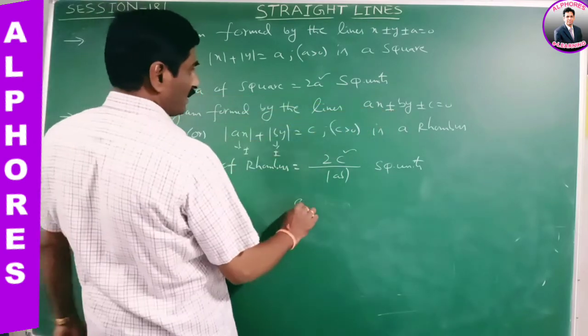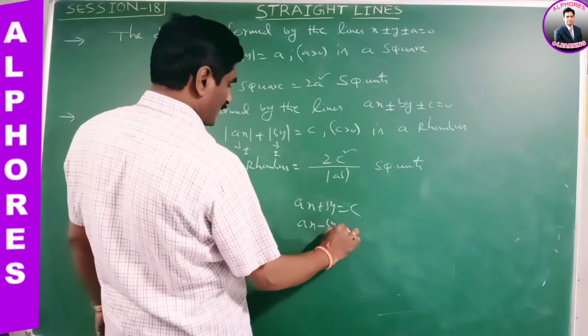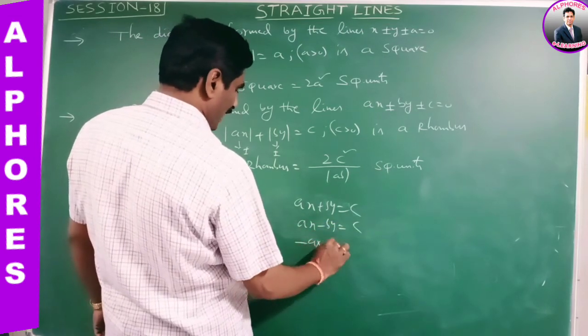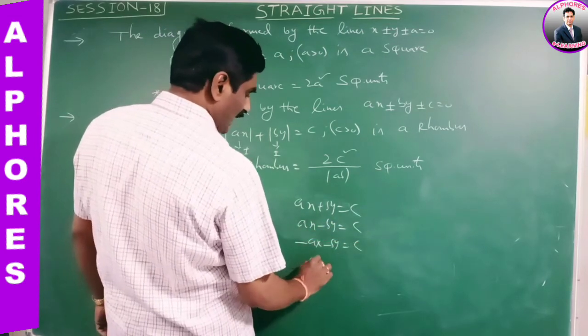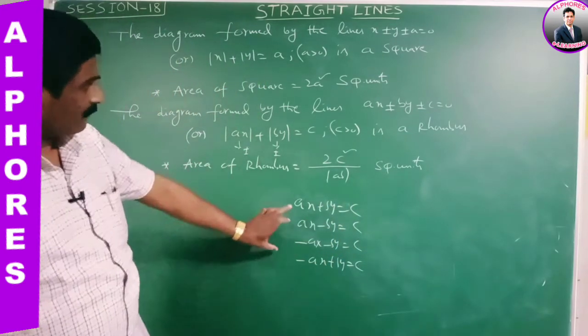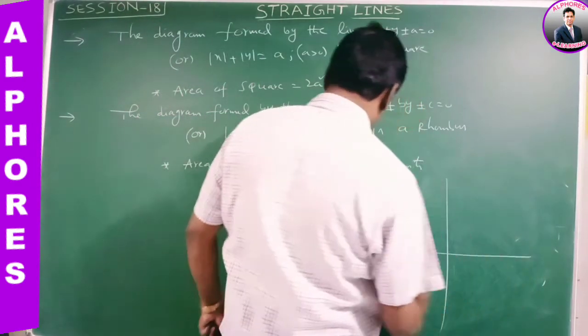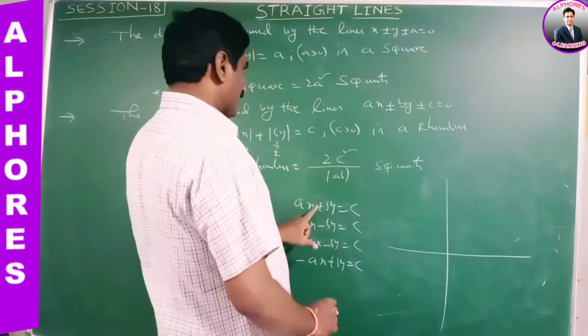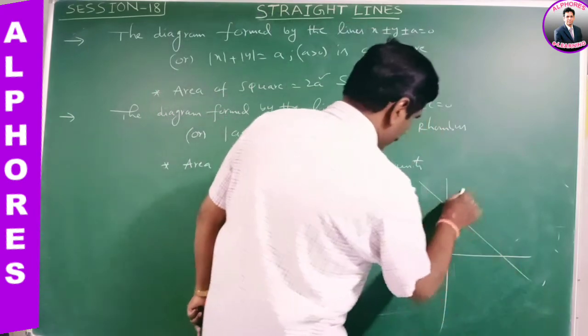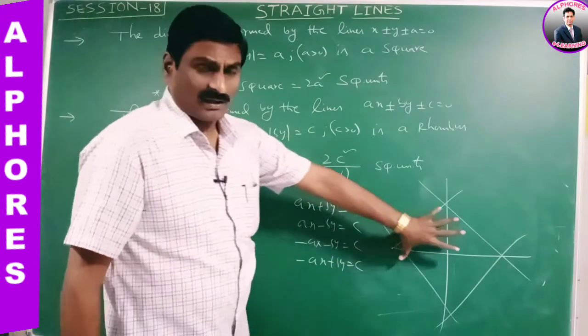What are the lines? AX plus BY is equal to C is one of the lines. AX minus BY is equal to C. Minus AX minus BY is equal to C. Minus AX plus BY is equal to C. These are the lines. By drawing the diagram, we get this. AX plus BY is equal to C means x by C by A, and so on. It is one of the lines. Please observe these values. It is the rhombus.